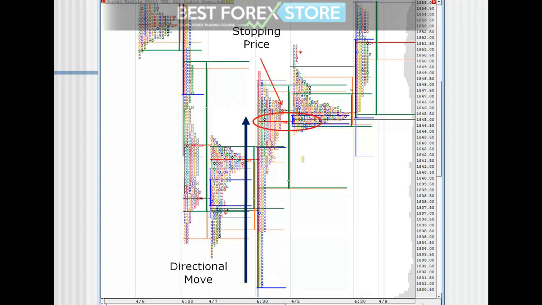So there is my stopping price. In this case, we have it right on the, not the volume point of control, it's the one above it. In this case here, and usually both of them are really quite close. I tend to rely more on the volume point of control as the stopping price, more so than the time price point of control.